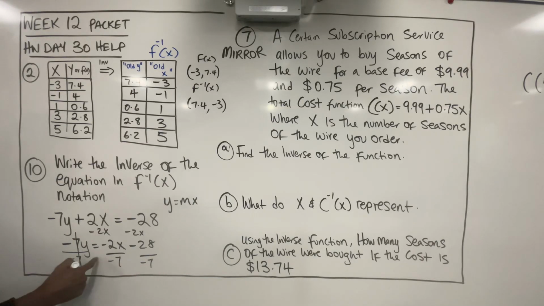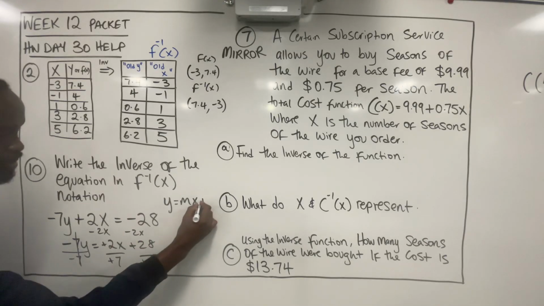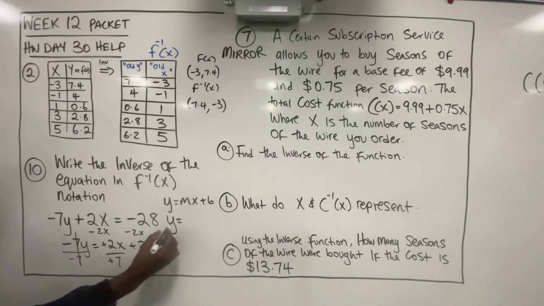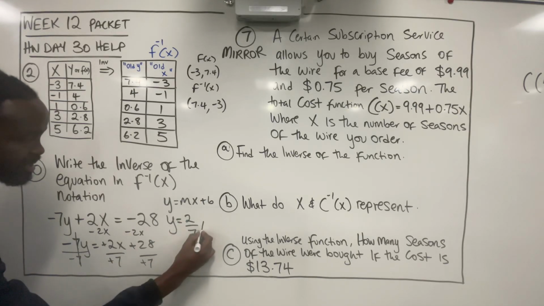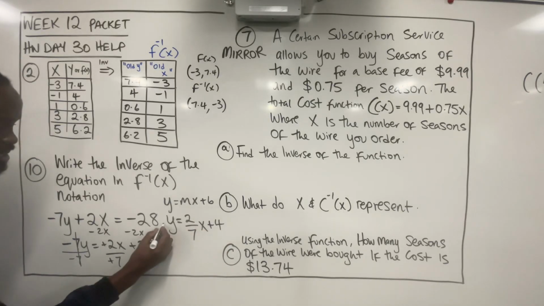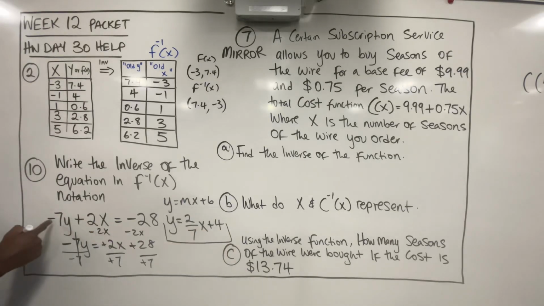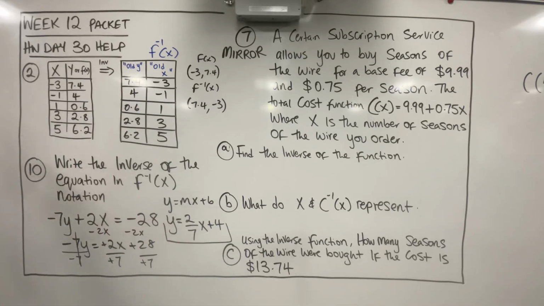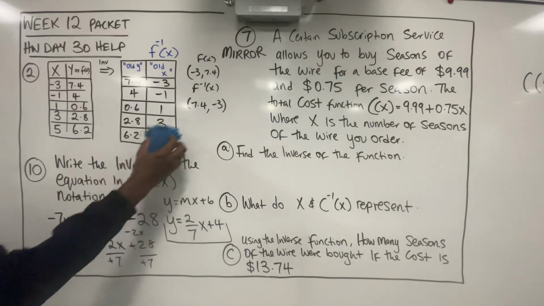Notice I do that carefully, and that applies to each term. This negative divided by that negative makes this a positive. That -28 divided by a -7 makes this a +4. So my y equals mx plus b format of this is now y equals 2/7 x plus 4. This is the equation that is the same as this in standard notation. And now I can take this and apply my careful set of steps to work through number 10, which is actually asking us to find the inverse of that.